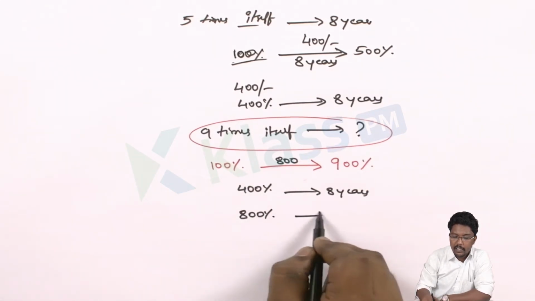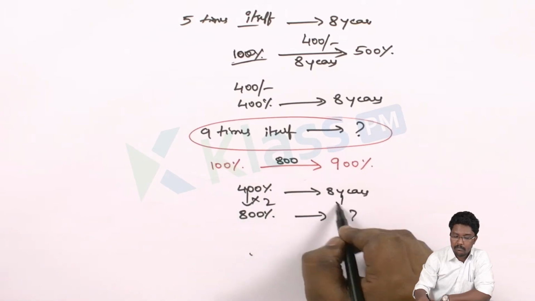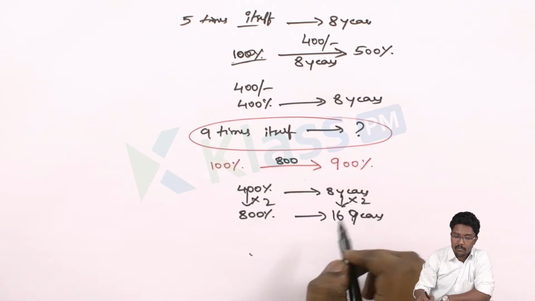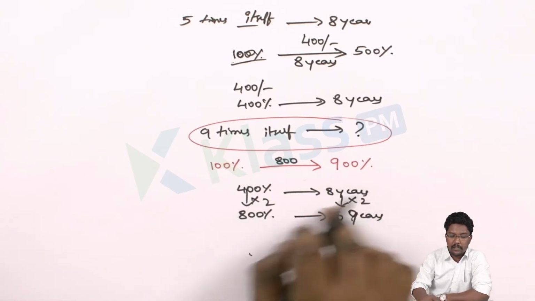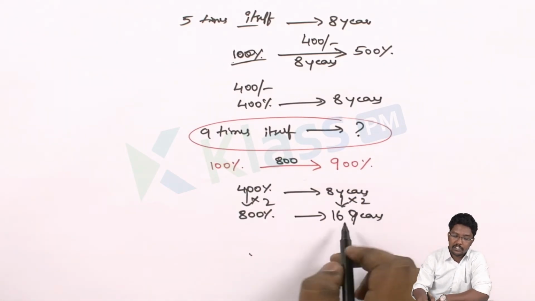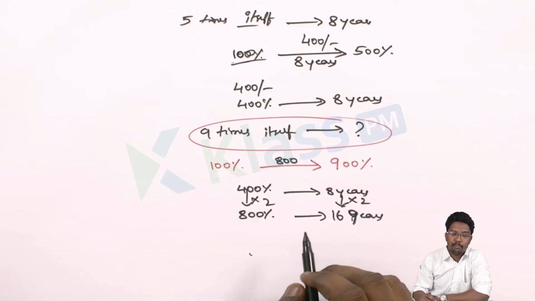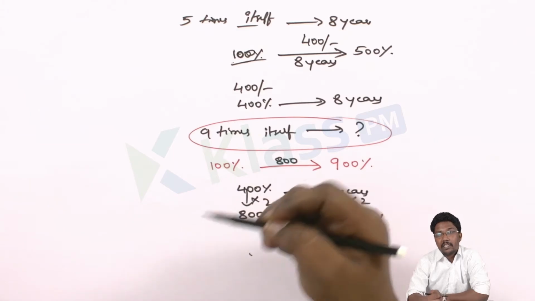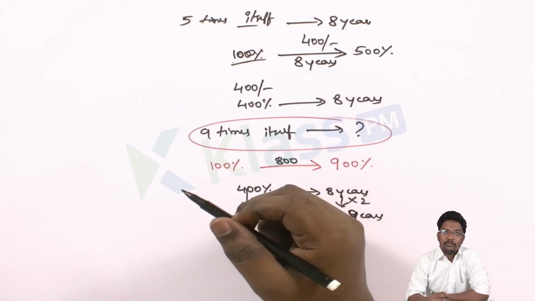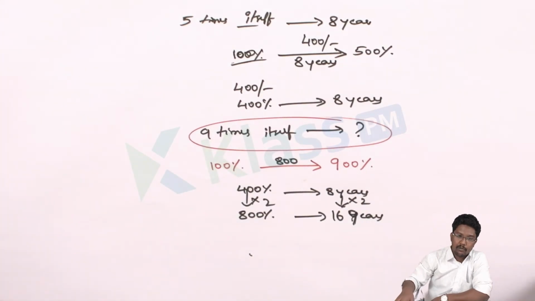Okay. So the amount increases by 400% in 8 years. Then 800% in how many years? Simple. 16 years. Because 400% is in 8 years, 800% means double of that, which means 16 years. In 16 years the amount becomes 9 times of itself, means I have to pay 800% more than the initial value. Okay. This is another problem.